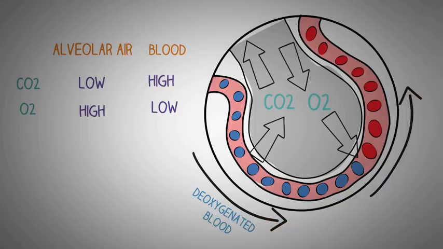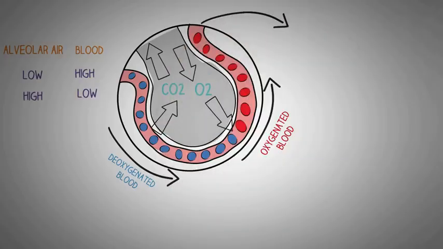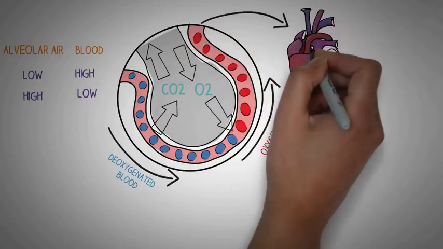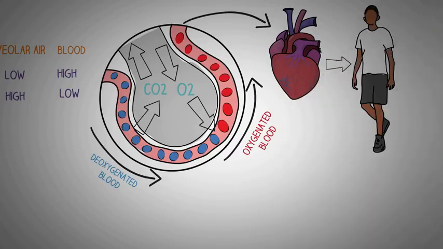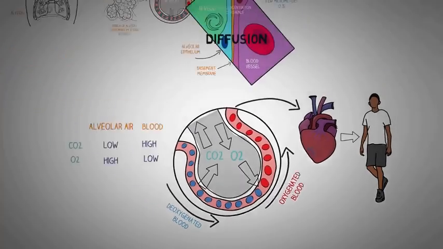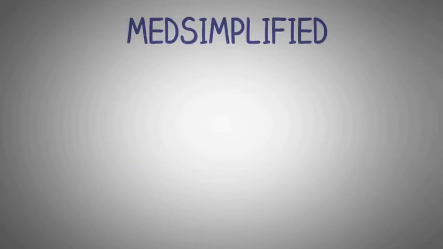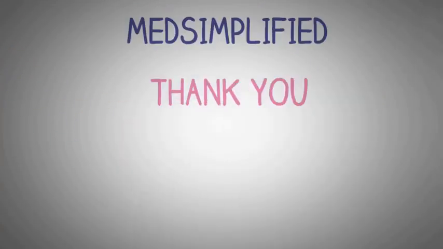So the blood coming on one side of the capillary, which is deoxygenated blood, is converted into oxygenated blood on the other side. This oxygenated blood is then sent to the heart, and the heart then pumps this oxygenated blood to the whole of the body, which is then utilized. So this was a brief description of the human respiratory system.